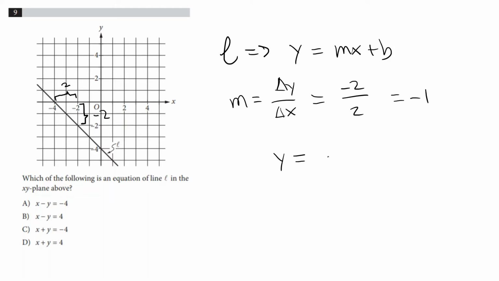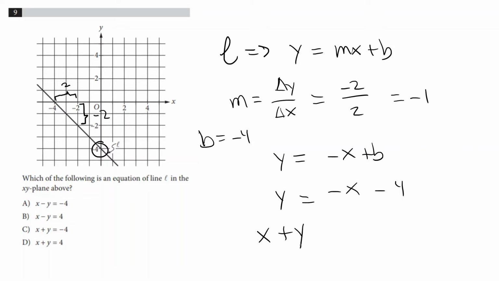So y is equal to minus x plus b. And b is the y-intercept. That's good for us because we clearly see the y-intercept is right here. So b is then equal to minus 4. So y is equal to minus x minus 4, okay? Now we can just add x to each side and we get x plus y is equal to minus 4, which is option C, right? So, not too difficult.